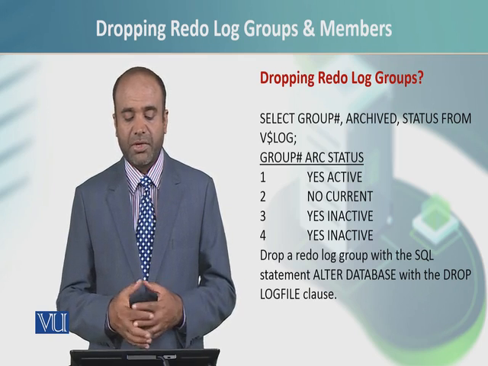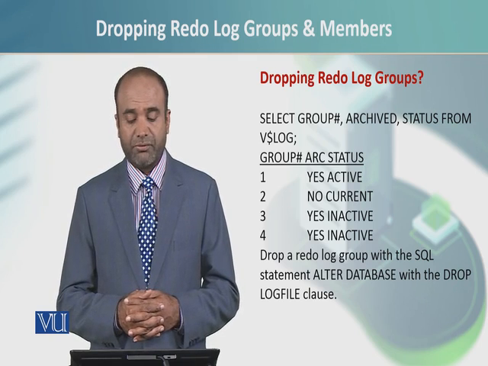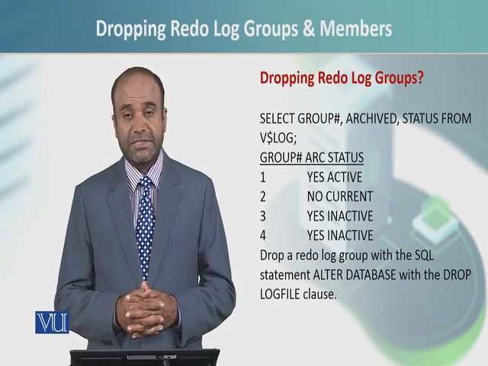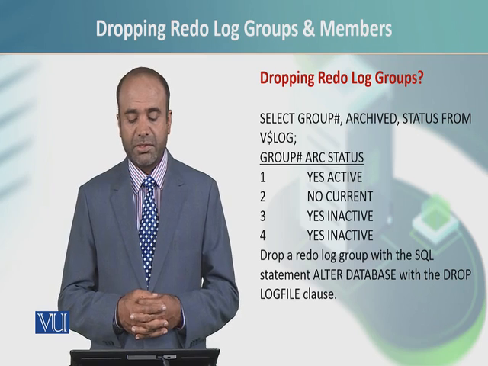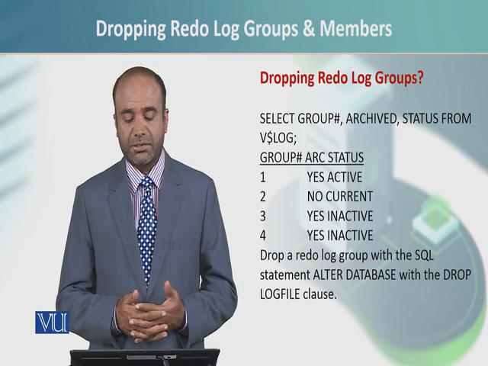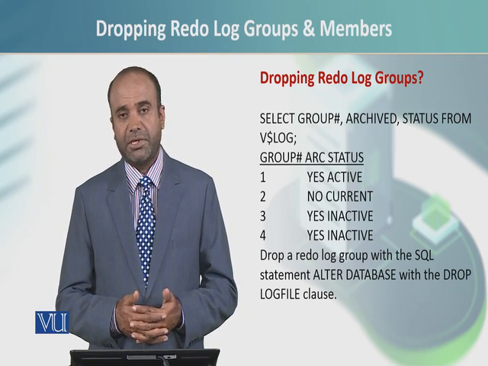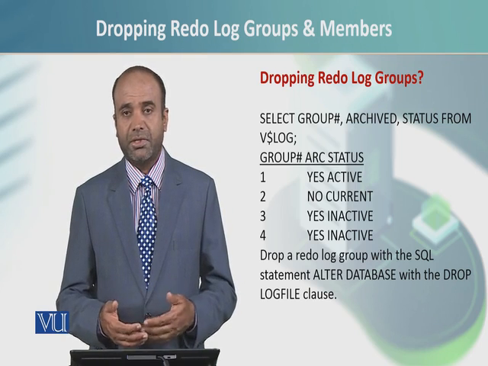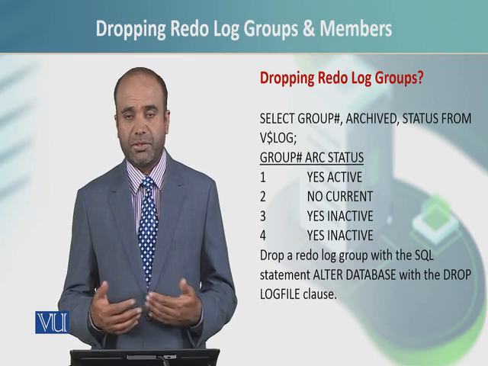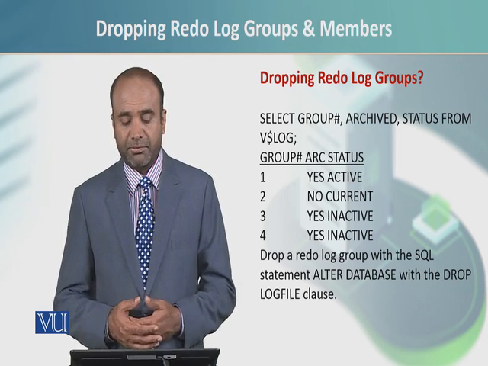Let's suppose we have group numbers 1, 2, 3, 4. The first group is yes, active. The other one is no, current, which means it is not available right now. Yes, inactive means that it has already been done and the group for these particular files is already filled up.